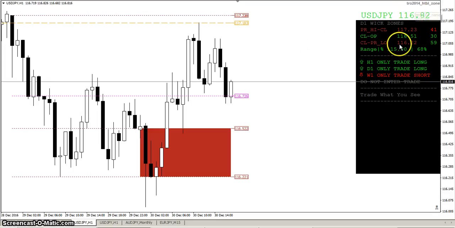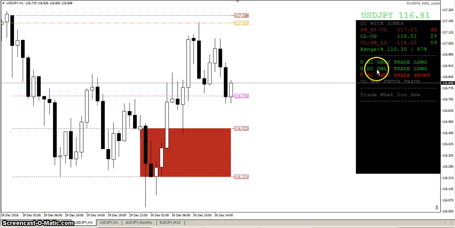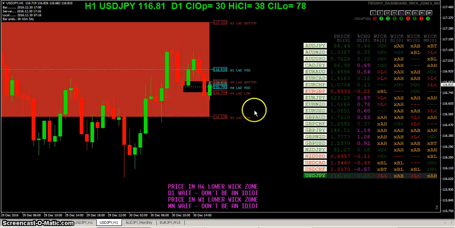Now, this is the 2014 version of the wick zone indicator. And as you can see, it has a panel display. But what we can do now is we can go to the dashboard and we can get even more displays. And I wrote another indicator, the TRO 2017 Wick Zones indicator. And what it does is it'll shade the wick zone area on the screen only if price is in the wick zone.